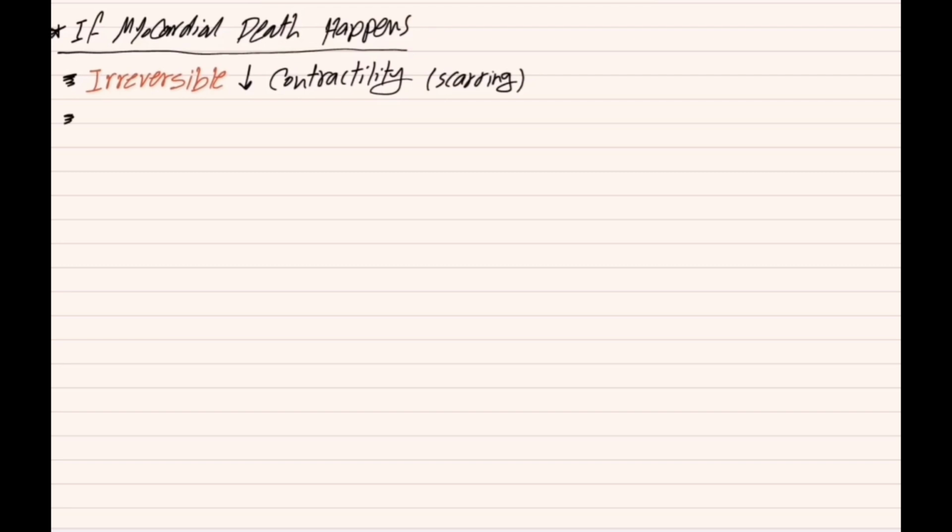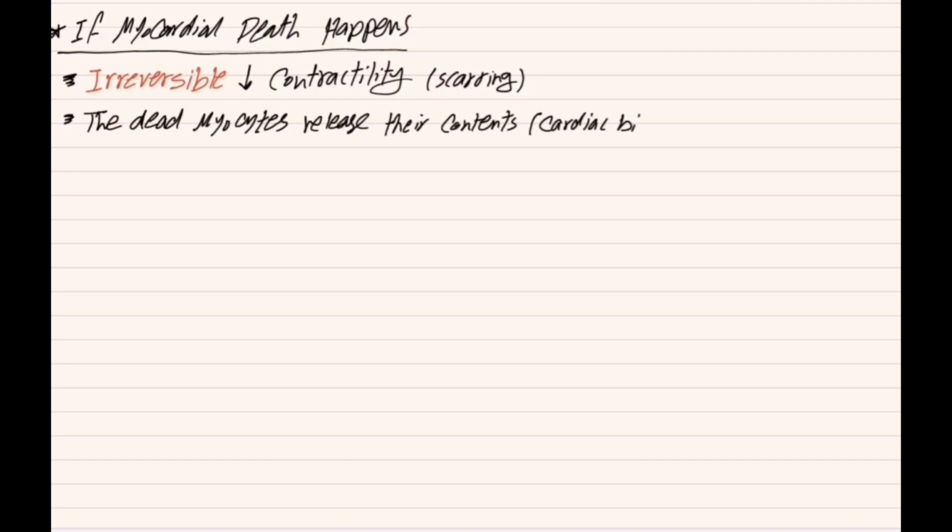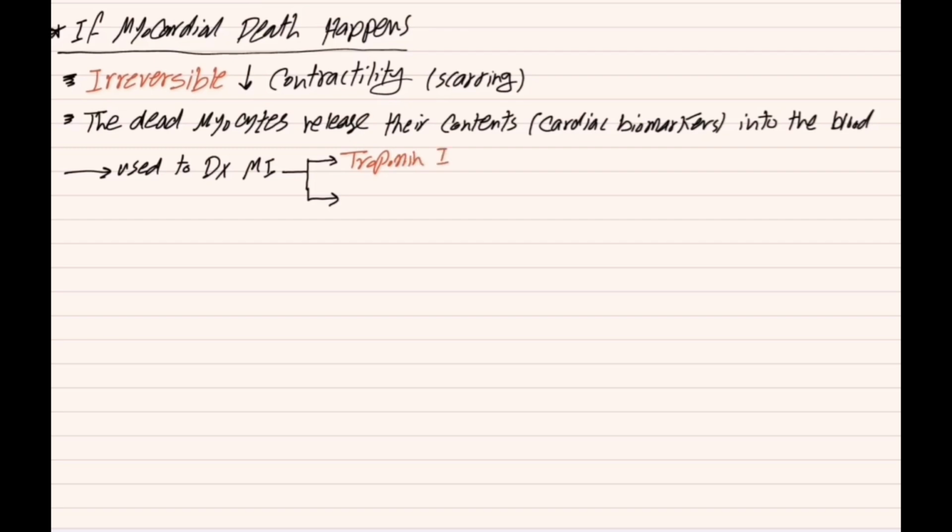The second point I want to make is that the dead myocytes release their contents, also known as cardiac biomarkers, like troponin I and creatine kinase MB, into the blood flow. So we use these biomarkers to diagnose MI, or myocardial infarction, because if they are high in the blood, that means that myocardial infarction happened.